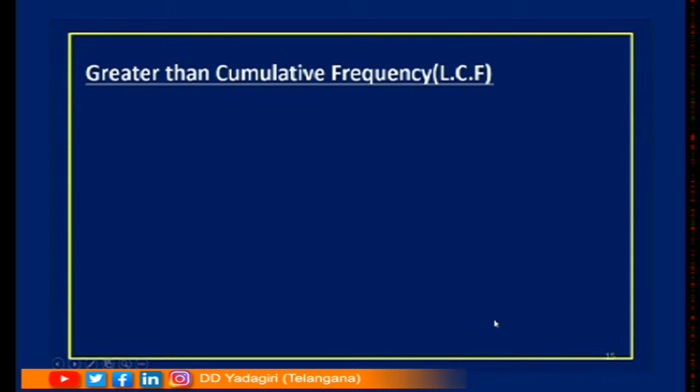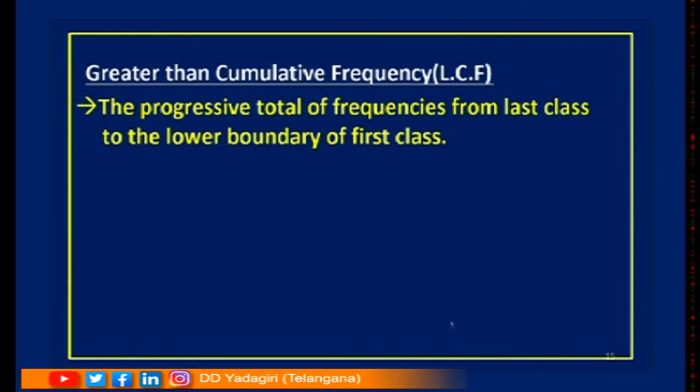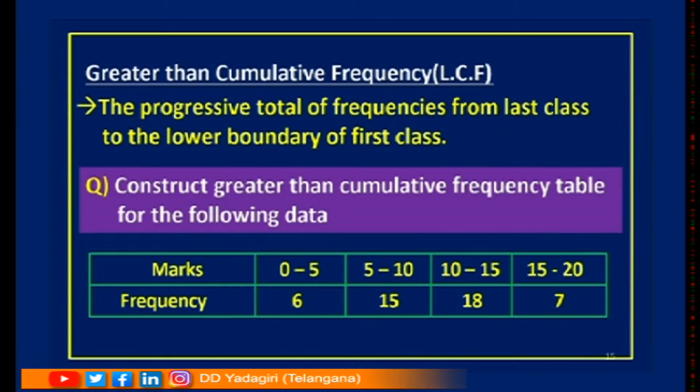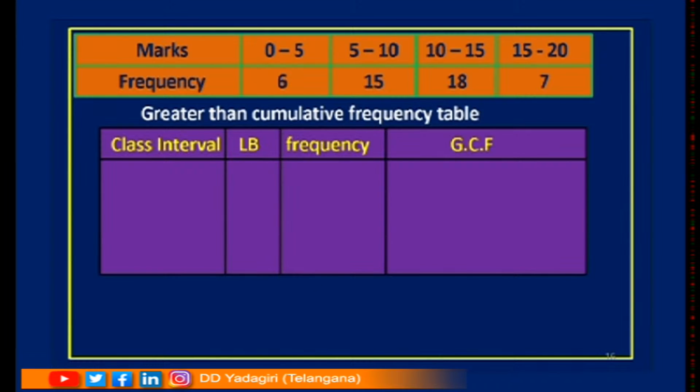Now, let us understand what is greater than cumulative frequency. The progressive total of frequencies from the last class to the lower boundary of the first class. Children, let us construct a greater than cumulative frequency distribution for the data. Here also I am taking the same table. Now, I am taking class interval, lower boundary, frequency, GCF. See children, for LCF we have to take the upper boundary, for GCF we have to take the lower boundary.